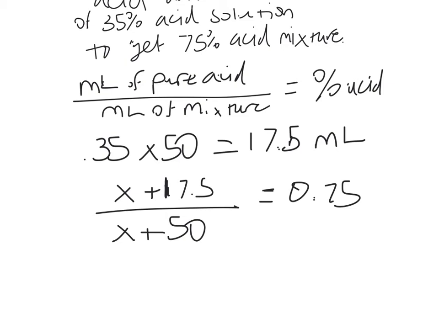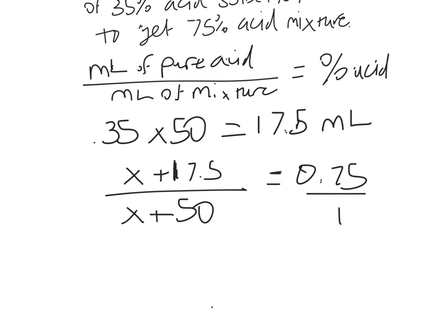Here's the amount of pure acid. That's the amount of total acid, and then I have to cross multiply and solve. I will finish this and one more problem. So once you get it set up like this, you can go ahead and cross multiply.